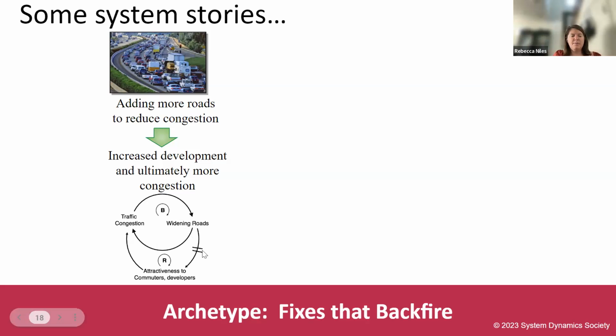We widen that road, but after a delay, we see the attractiveness to commuters and developers going up, and that leads to more traffic congestion. So what you said, but there's a lot of stuff that goes on. As soon as it becomes attractive, a lot of people start doing things, and we can capture that in this causal loop.